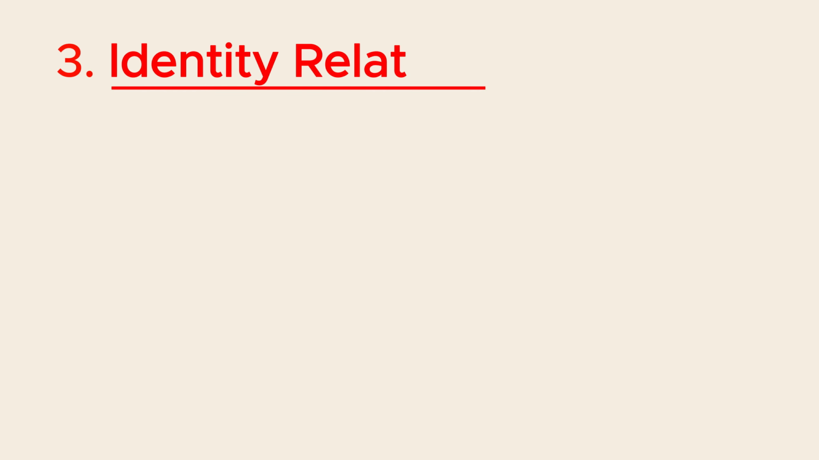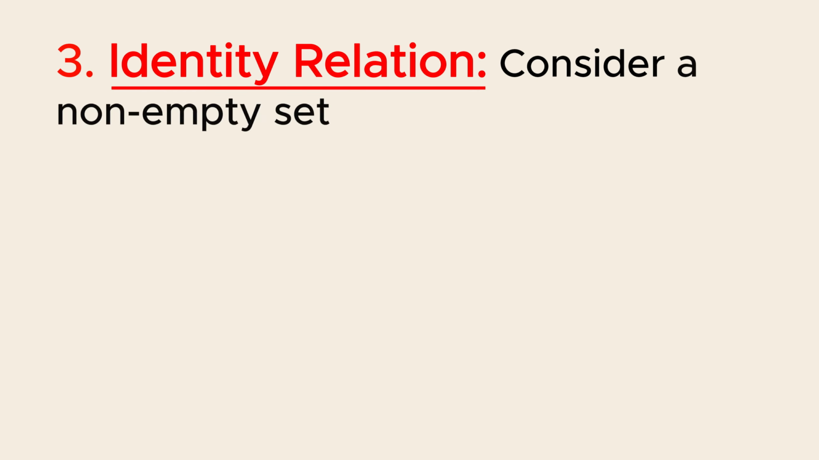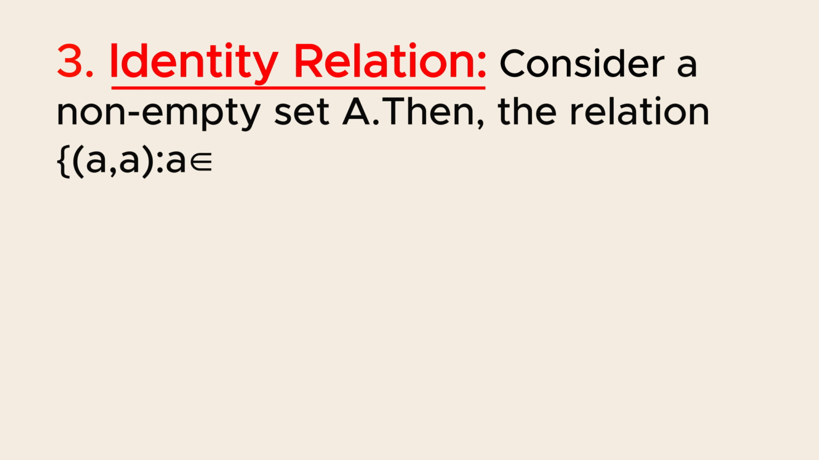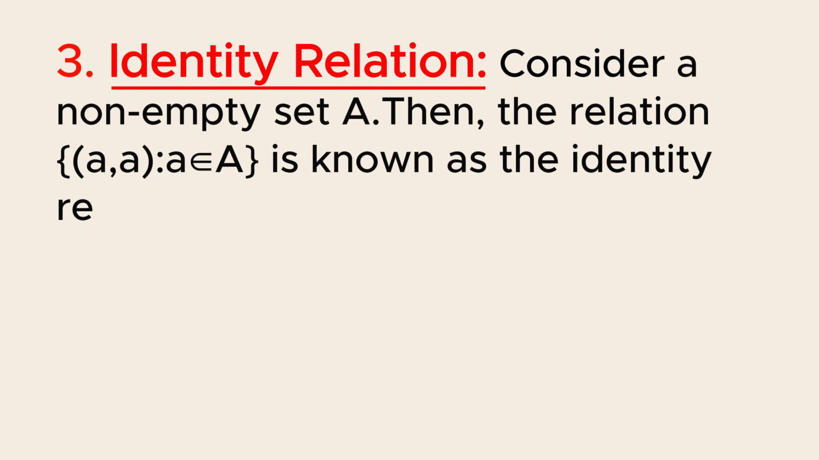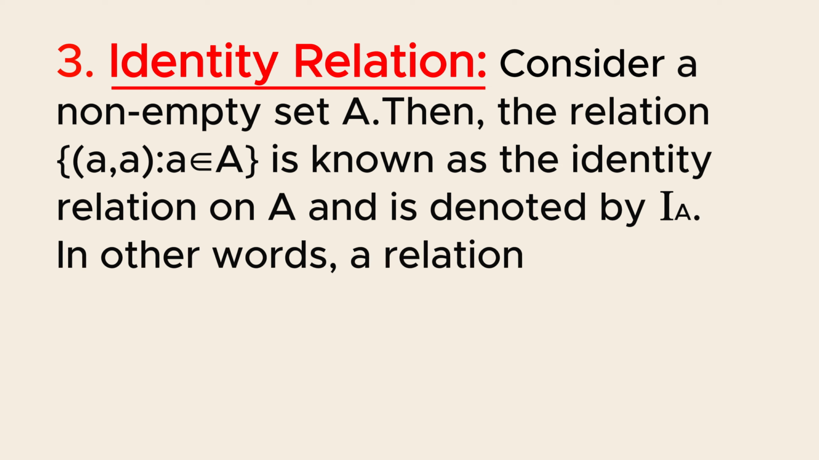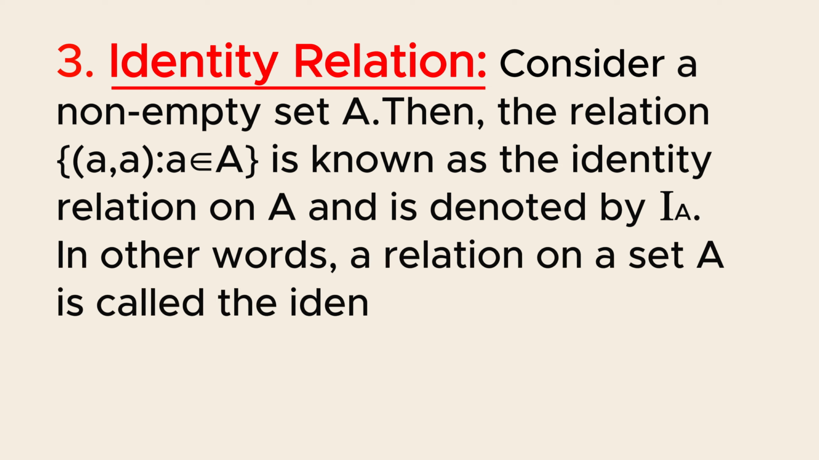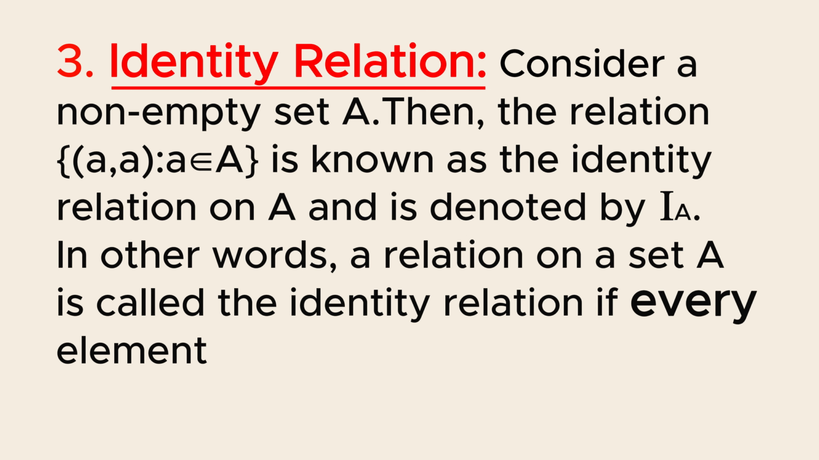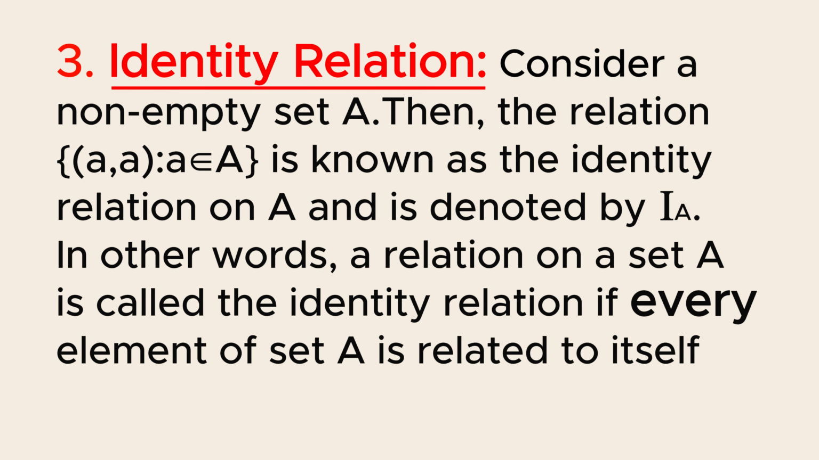Third, identity relation. Consider a non-empty set A. Then, the relation {(a, a) such that a belongs to A} is known as the identity relation on A and is denoted by I with subscript A. In other words, a relation on a set A is called the identity relation if every element of set A is related to itself only.